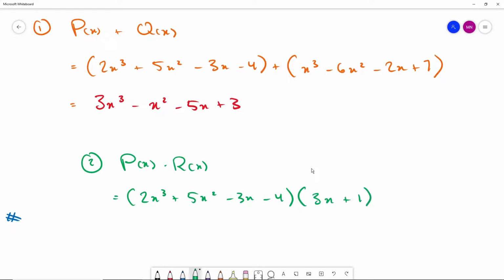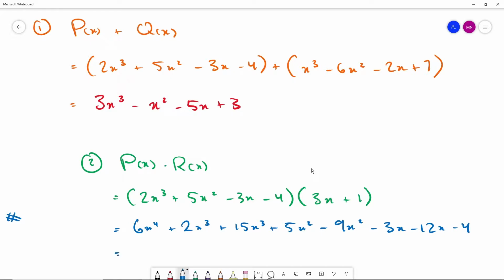Okay, so from this one, each of the terms needs to be multiplied with each of the terms in the other bracket. So that gives us 6x to the power of 4 plus 2x to the power of 3 plus 15x to the power of 3 plus 5x squared minus 9x squared minus 3x minus 12x minus 4.